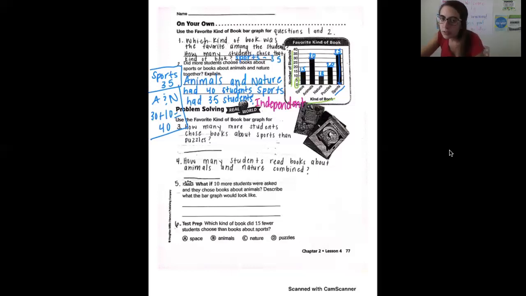So what you are going to do is you are going to still use this graph for these questions down here. You're going to answer questions 3, 4, 5, and 6, and then you're going to go ahead and submit this paper into Edsby. Remember, you can take a picture of it.